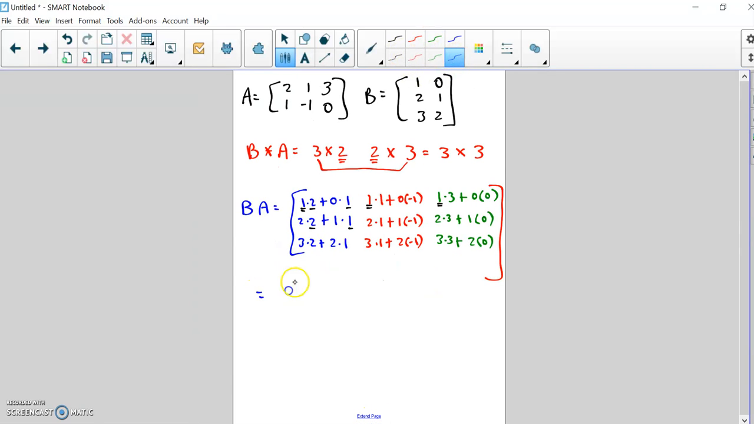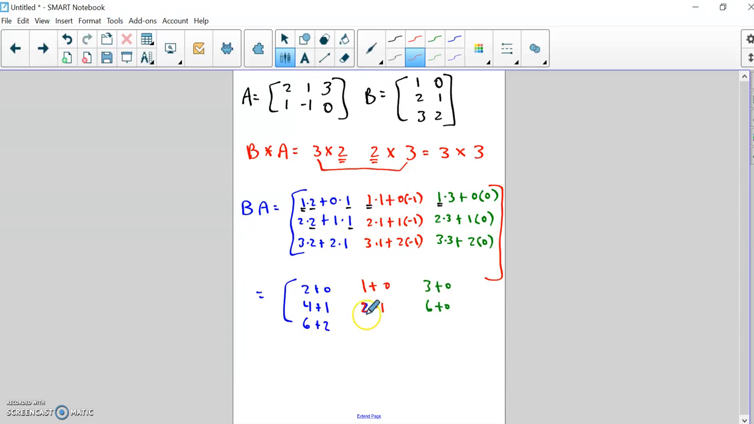Go ahead and I'm going to split this up into 2 steps. I don't mind you doing this in 1 step if you'd like, I'm going to go ahead and do it in 2 for now. This is going to be 2 plus 0. Okay, this is going to be 1 plus 0. Okay, this is going to be 3 plus 0. Alright, this is going to be 4 plus 1. Alright, this one's going to be 2 minus 1. And then this one's going to be 6 plus 0. We're going to have 6 plus 2.